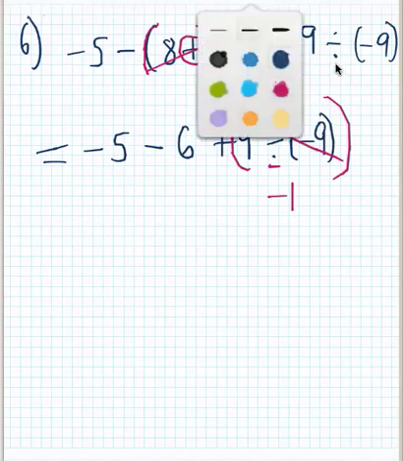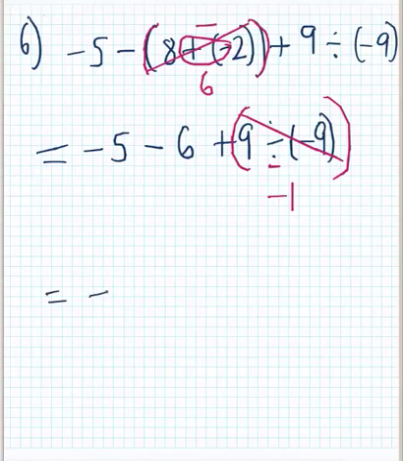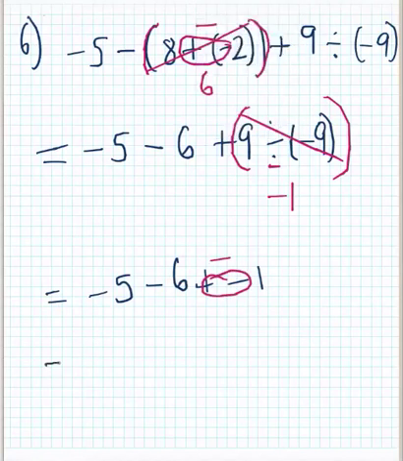So write down what we have left. We've got minus 5, minus 6. There's a plus here and minus 1. Next, we can see a positive and a negative make a negative. So we finally, almost there. What we've got now is minus 5, minus 6, and minus 1.